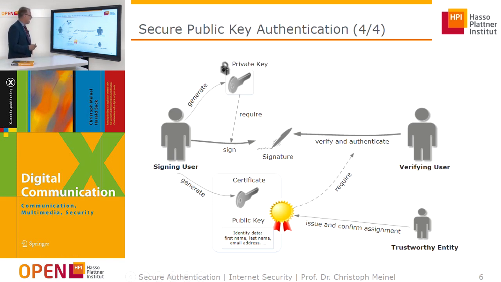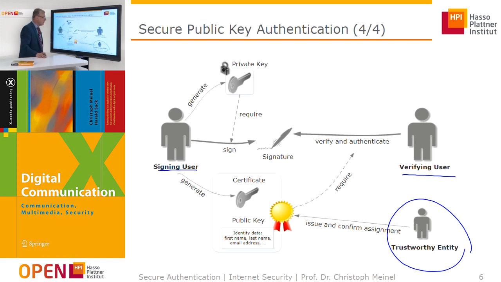Here, let's have a look at a picture which shows what we are doing. We have the user that wants to authenticate. We have the authentication service in the internet, which wants to check whether the user is really the user and whether the user has the right to use the resources of the service. And then there is a third party. This is the trust center, the trustworthy entity. These three parties cooperate in the following way.